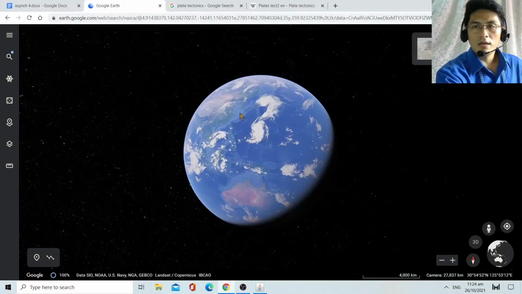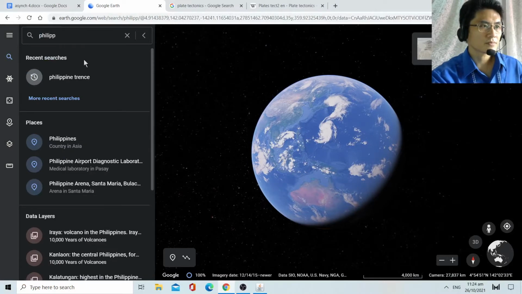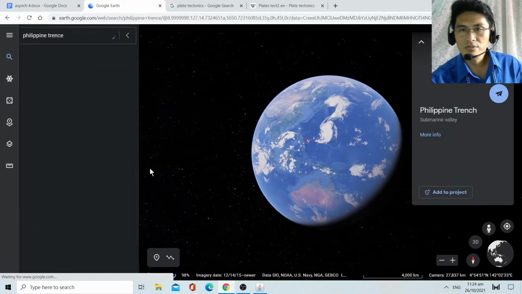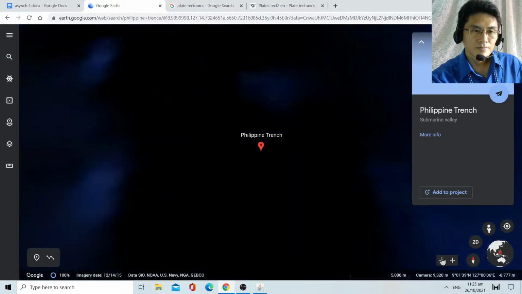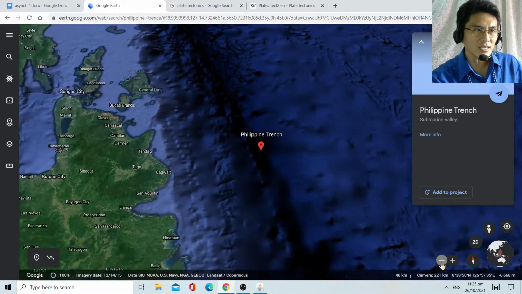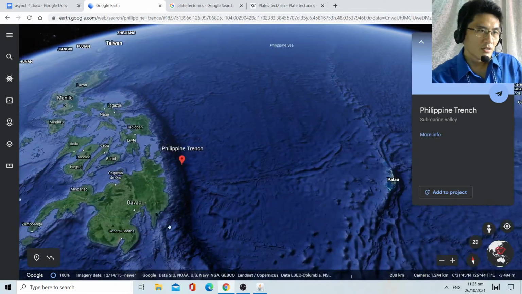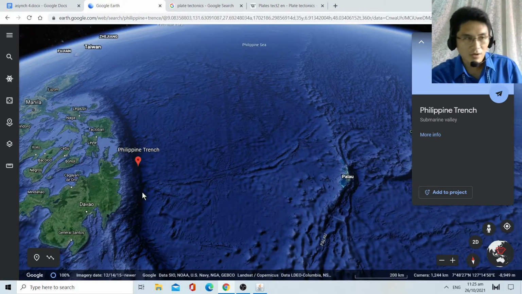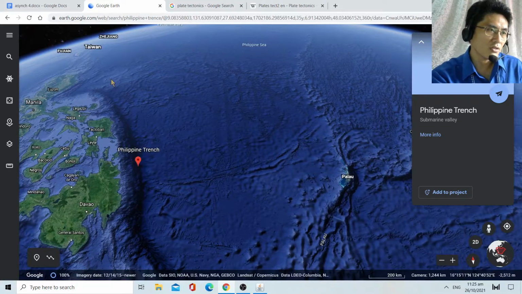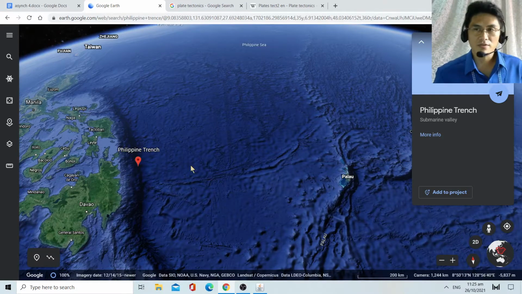So I have here Google Earth, and if we search for example, Philippine trench, here, that's the correct spelling. You can see here from the Google Earth application that there is this very deep part of the ocean, and it kind of is parallel along the islands of the Philippines. So that's a trench, right? So a deep part of the ocean.